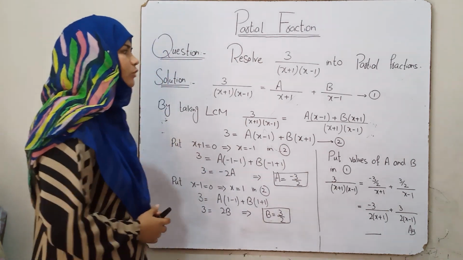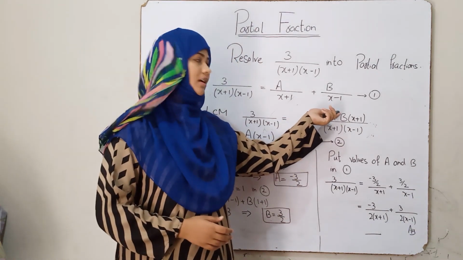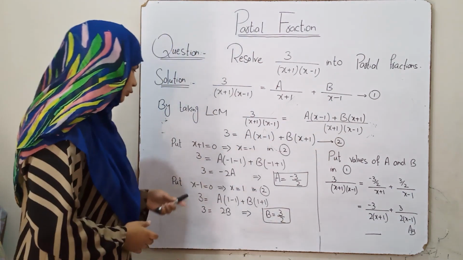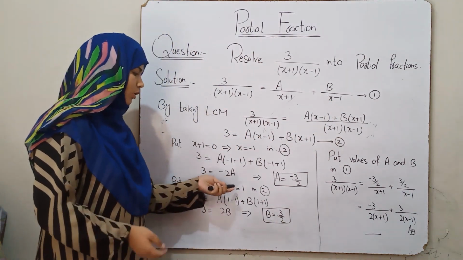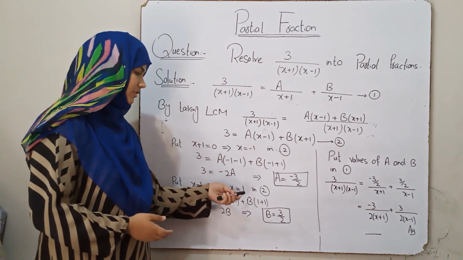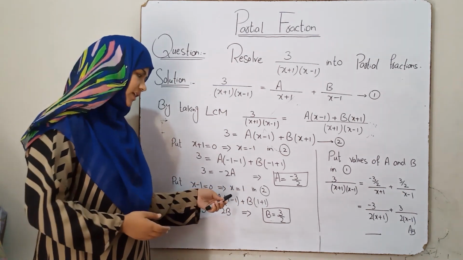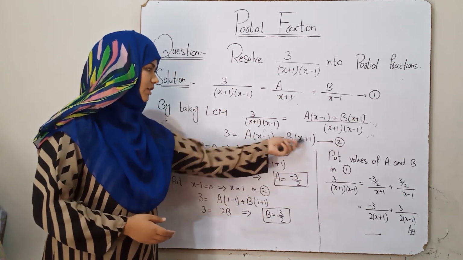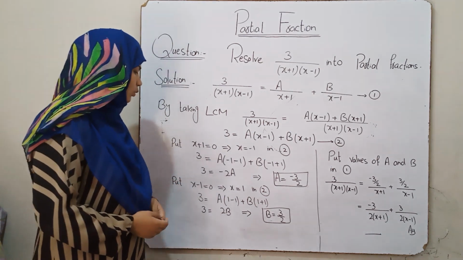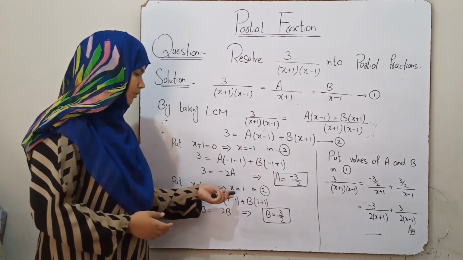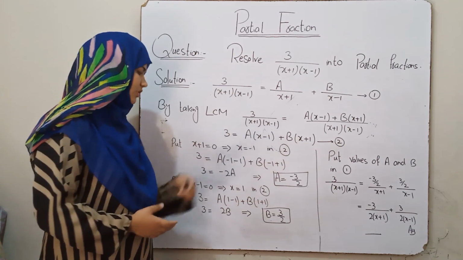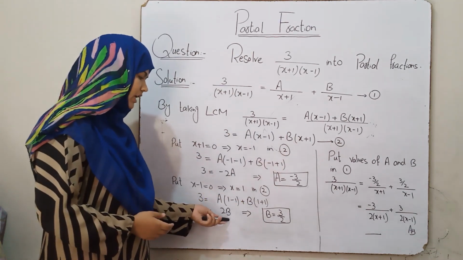Similarly, we take another factor x minus 1 and putting that factor equal to 0, we obtain the value of x, that is 1. We put the value of x is equal to 1 in equation number 2. Clearly we can see that by putting the value of x equal to 1 in equation 2, we get the value of b, that is 3/2.